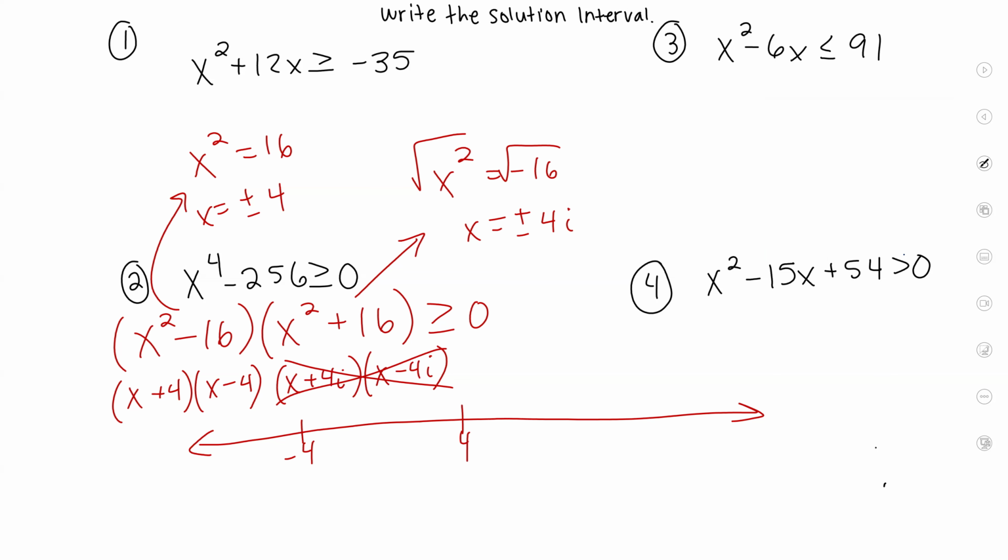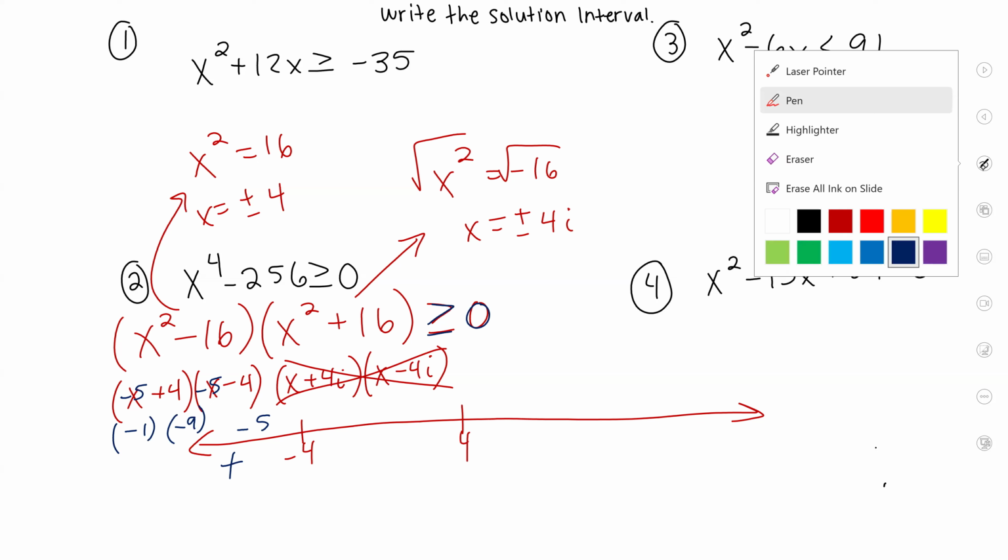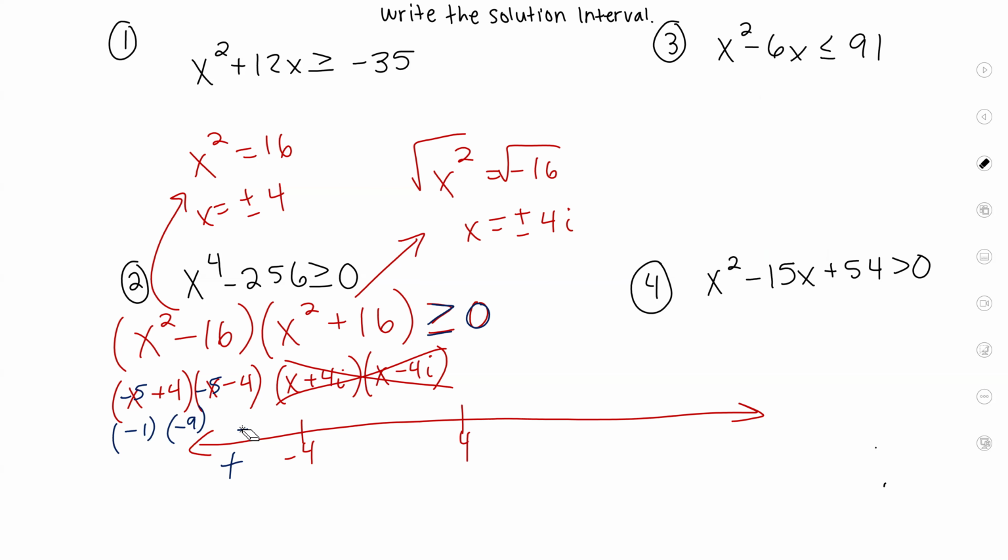So for this side, if I plugged in a -5 here and a -5 here, I would get -1 times -9, which is positive, correct? So that works because we want to be greater than or equal to 0. If I plug in a number between -4 and 4, let's try plugging in a 0 and see what happens. If I plug in 0, I get 4 times a -4. That's negative, and that's not what I want. I want to be greater than or equal to 0. So we don't want this middle part.